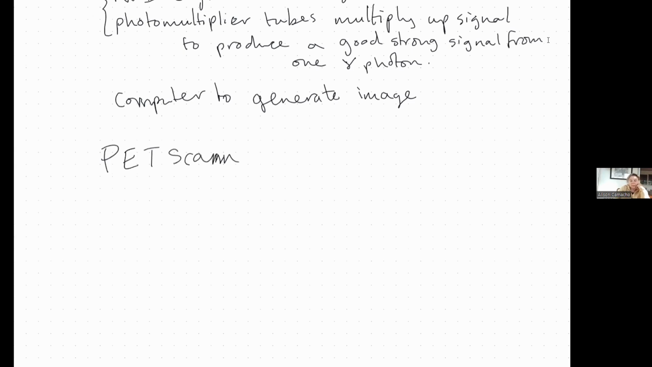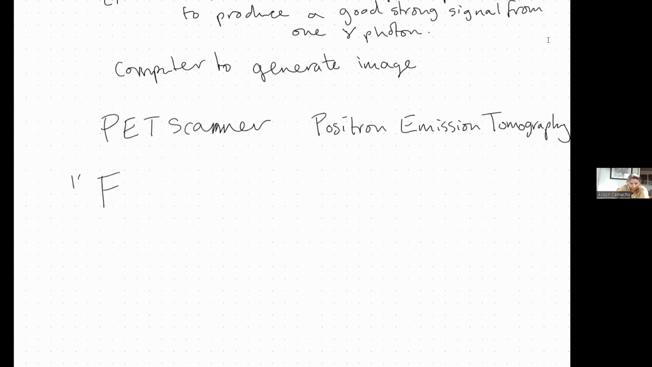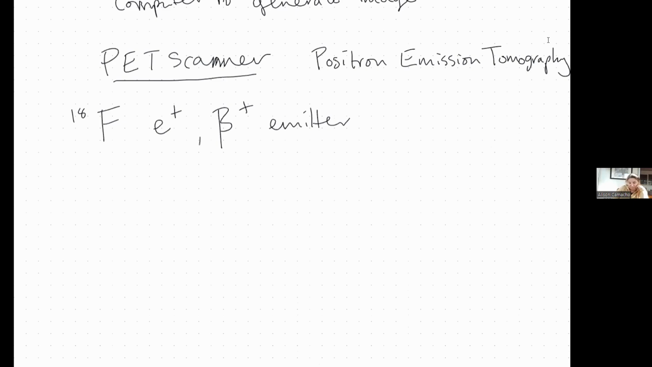Okay, so PET is a positron emission tomography, and there's that word again. So basically, you've got positrons being emitted by this beta plus emitter, this fluorine 18 thing. So F18 is a positron or a beta plus emitter. Okay, and that is emitted from the person.